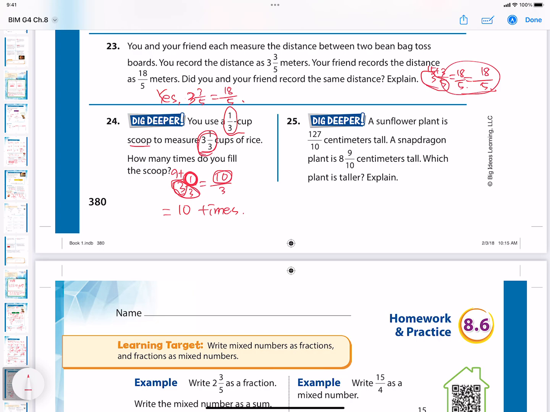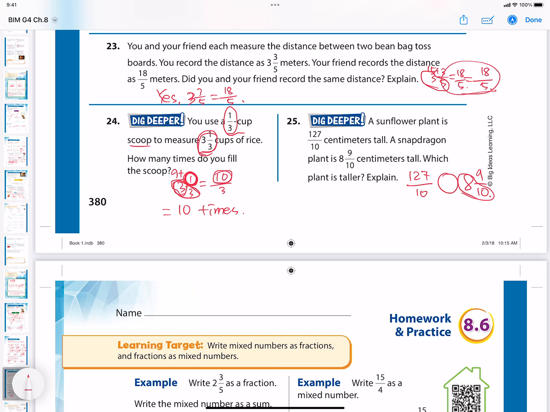Okay? All right, now 25. A sunflower plant is 127/10 centimeters tall. A snapdragon plant is 8 and 9/10 centimeters tall. Which plant is taller? Explain. We need to compare 127/10 and 8 and 9/10. Okay, let's do the simple, easier way. Which one is easier? For me, cross multiplication strategy is easier.